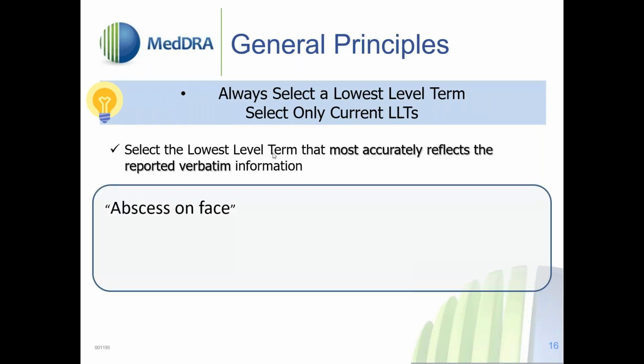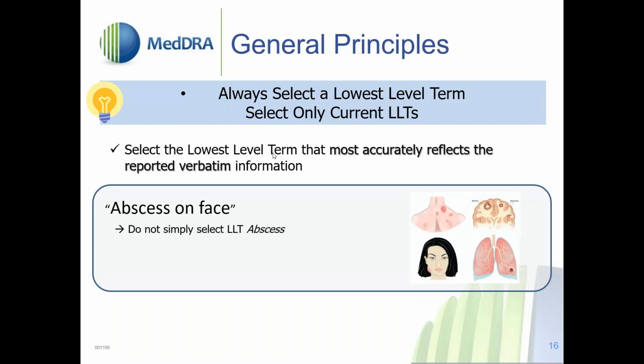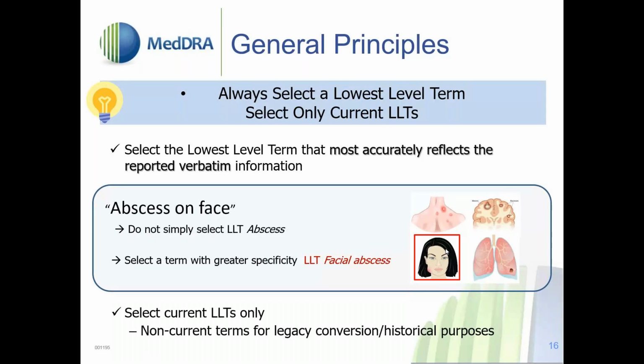As can be seen in this example here, reported is an abscess on the face. This verbatim should not be coded to just abscess because it is medically relevant to also capture the manifestation site that was reported. That is why we would select LLT facial abscess to capture as much information from the report as we can, because an abscess could, of course, affect other parts of the body as well, cerebral abscess, pulmonary abscess, etc. And always remember to select current LLTs only. The non-current LLTs are still in the terminology for historical purposes to support interpretation of legacy data and also legacy data conversion, but they should not be used for ongoing coding.